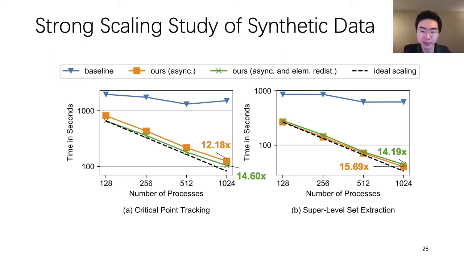Also, we label the speedups of our methods over the baseline when 1024 processes are used. Our methods have more than 10x speedup for both the critical point tracking and super-level set extraction cases.